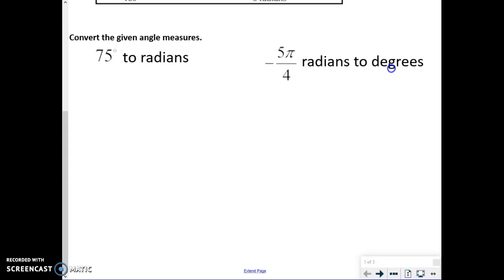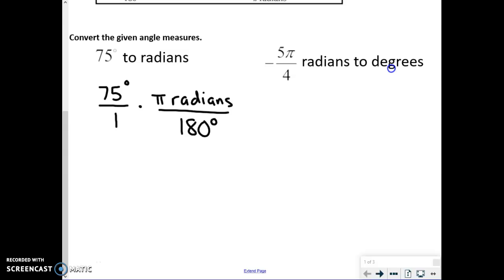The first one is 75 degrees to radians. The reason we want to multiply by the ratio I gave you is, if we think about 75 as 75 over 1, we multiply that by pi radians over 180 degrees. Immediately we cancel out these labels, so the degree measures are now gone. Now all we have to do is the math, which means we multiply 75 times pi radians over 180, which simplified leaves us with 5 pi over 12, or 5/12 pi radians.